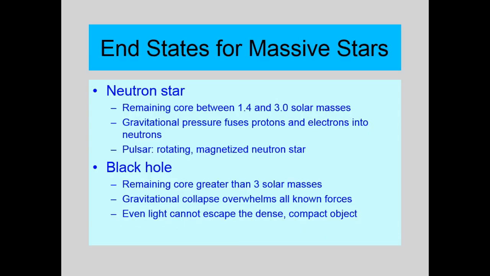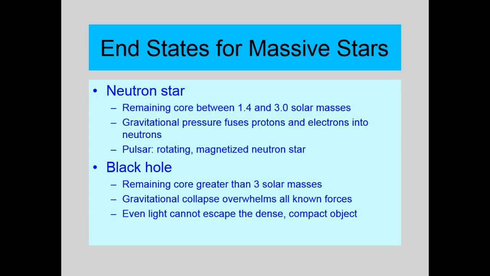For big cores that are left, the remaining core is between, now this is just the core. Everything else is blown out. But the core that's left is between 1.4 and 3 times our total sun, the solar mass. That's the core and everything around the core. So this is a huge core left.